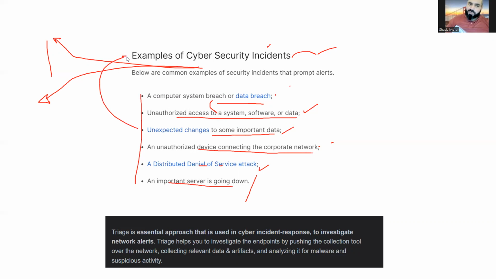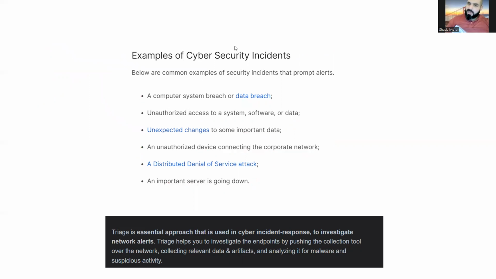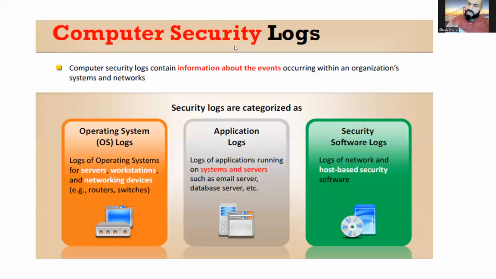So the SOC team is looking for these incidents to happen in order to react. Again, what kind of security logs are we looking at in any information system? The information system consists of layers. One of them is the hardware, one is the network, one is the operating system, and one is the application. So you really need to have proper logs from all the systems, with information about the events occurring within an organization, its systems, and networks. You need to collect all of them.